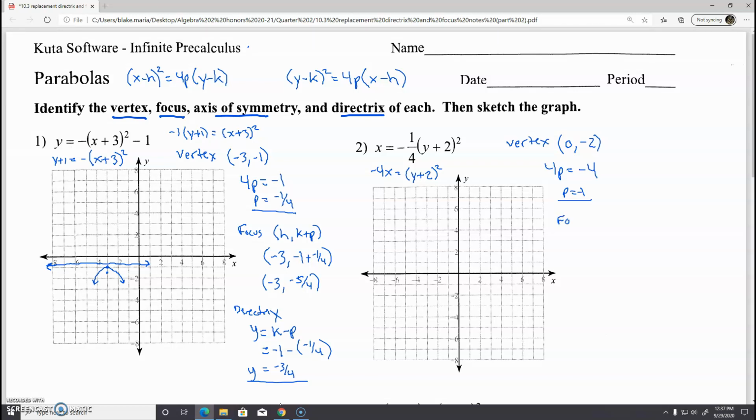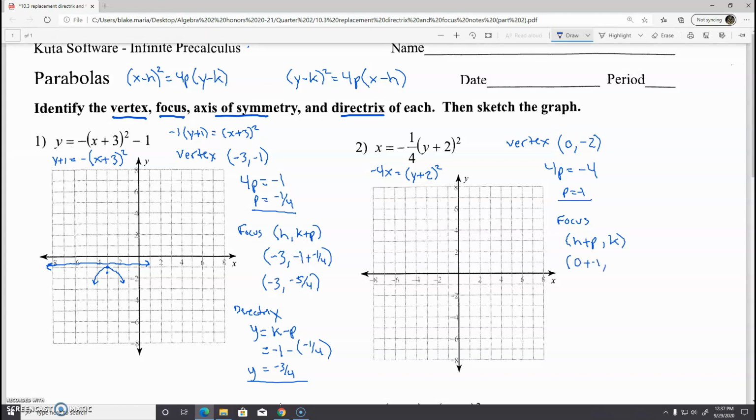Let's find our focus and our directrix. Think about what's happening. This is our y squared, so it's opening left or right. Negative 1 tells us it's opening to the left. So when you're graphing your focus and your directrix, you're going to be moving your x coordinate. For your focus, you want to add p to your x coordinate. Again, k stays the same. H was 0 plus negative 1, and then k was negative 2. So our focus is going to be at negative 1, negative 2.